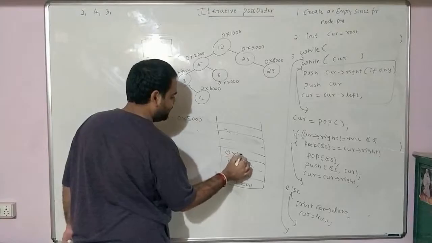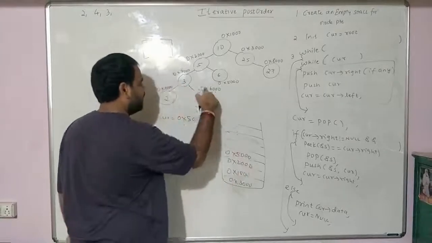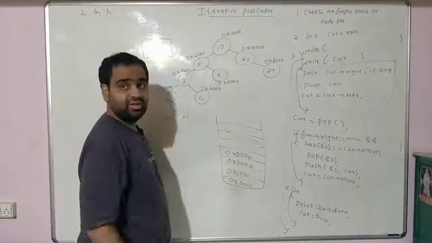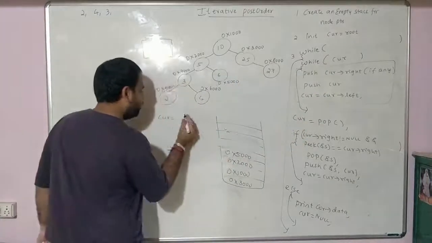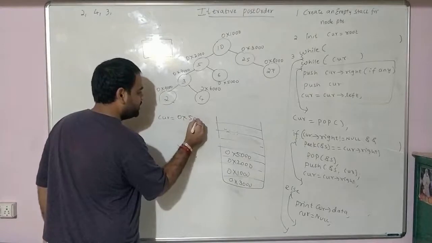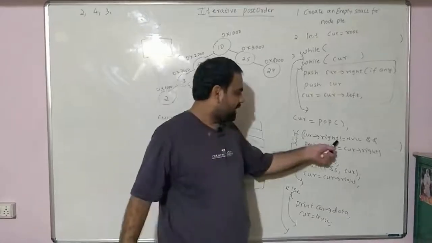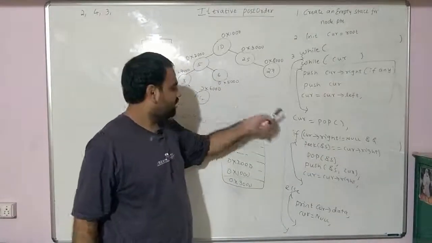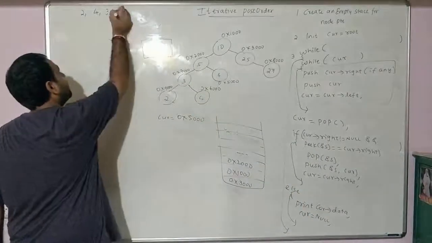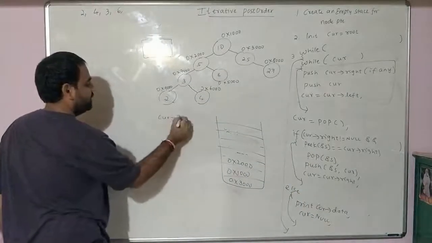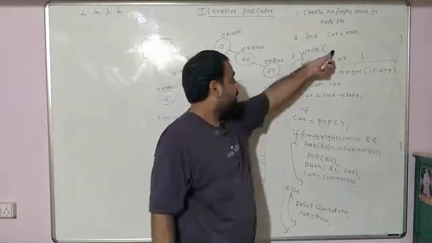What is the value of current? The value of current is 5000. And you say current equal current arrow left. Current arrow left is null. Go back. The condition is false. You come out. You say current equal to pop. What do you pop? You pop 5000 from the stack. Now you check. 5000 arrow right, null not equal null is false. You come out, you say print current arrow data, 5000 arrow data is 6, and you set current is equal to null.